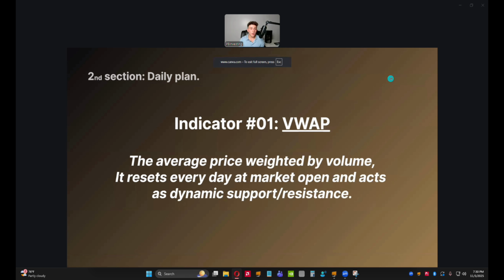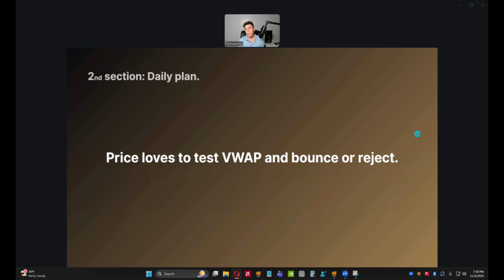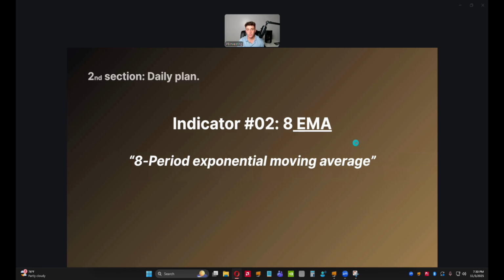So VWAP, the yellow line. Why do I use VWAP? So guys, VWAP is the volume weighted average price. It resets every day the market opens, and it basically acts as a dynamic support and resistance. Price loves to test VWAP and bounce or reject off of it. So the VWAP is basically the average trading price of the day for a stock.